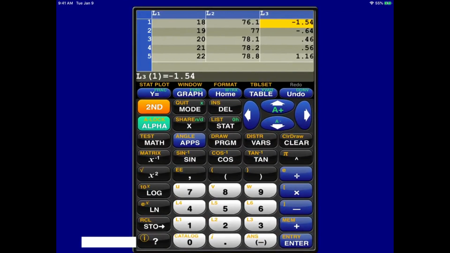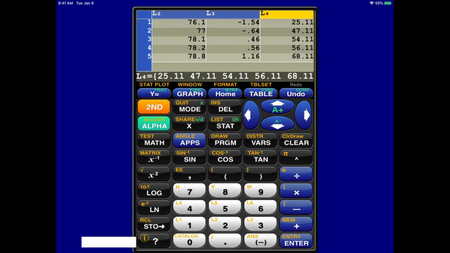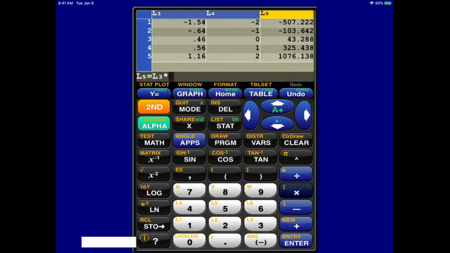Okay, so I should have done in this list, press clear. I should have done xi, so that's the first list, minus the average, which was 20. And those were the numbers we got. And why do I want those two numbers? Because I can go to list 5, press clear, right? And now I can multiply list 3 times list 4. So second 3 times second 4, which gives me L4.